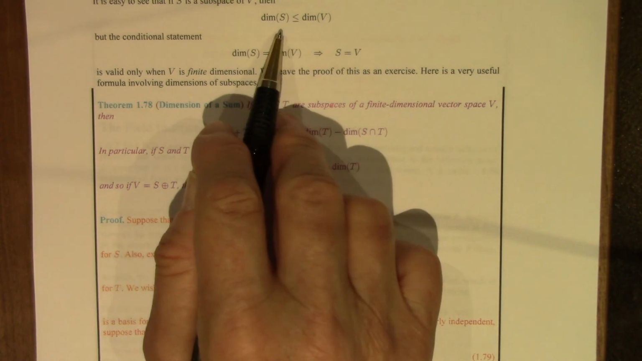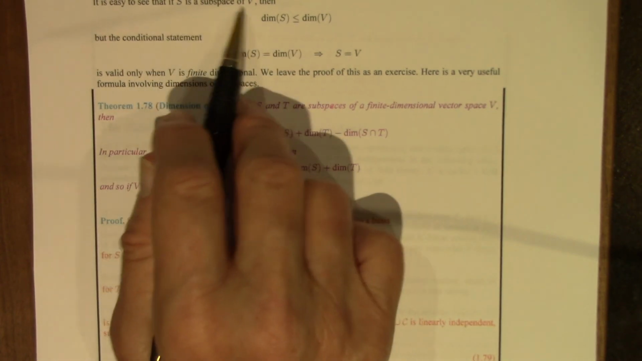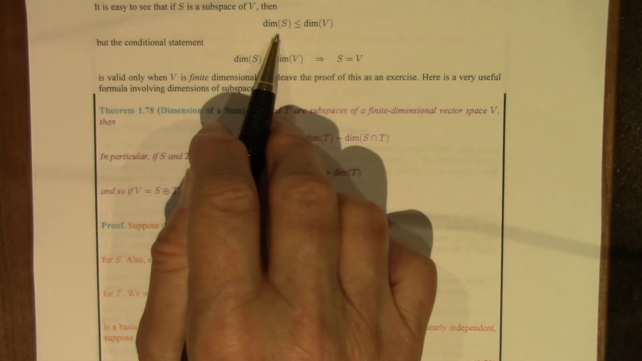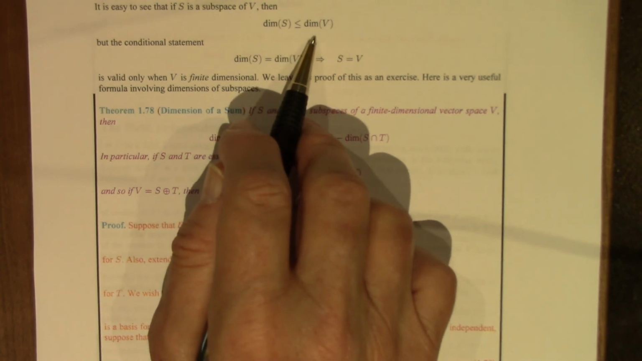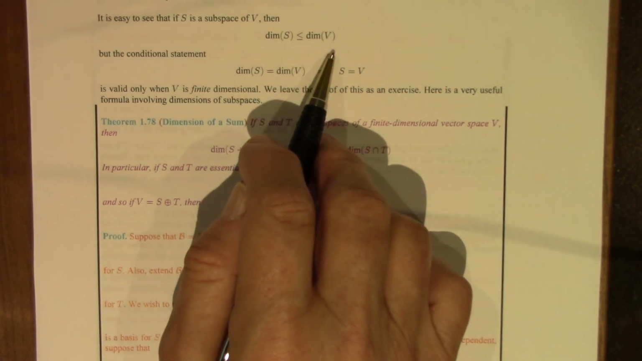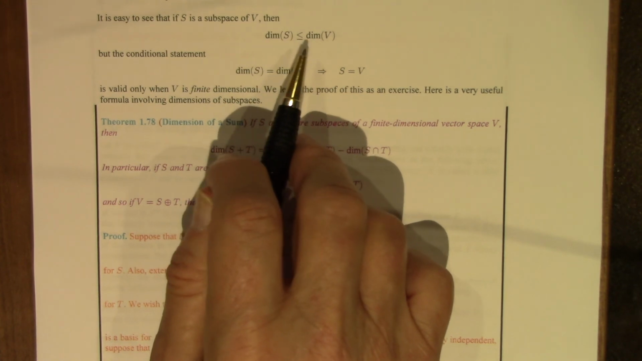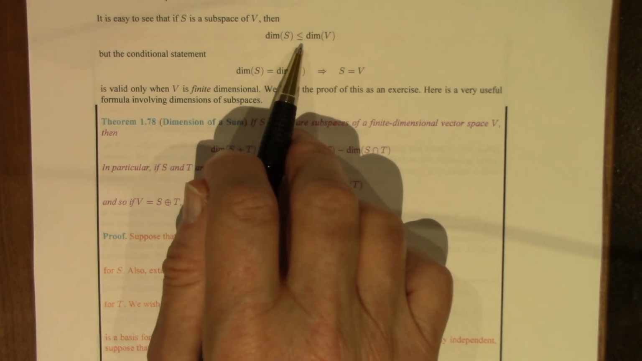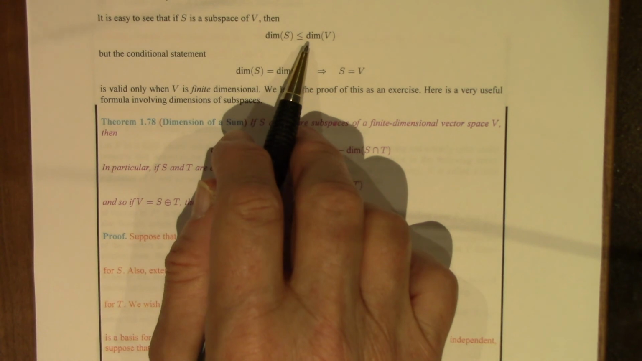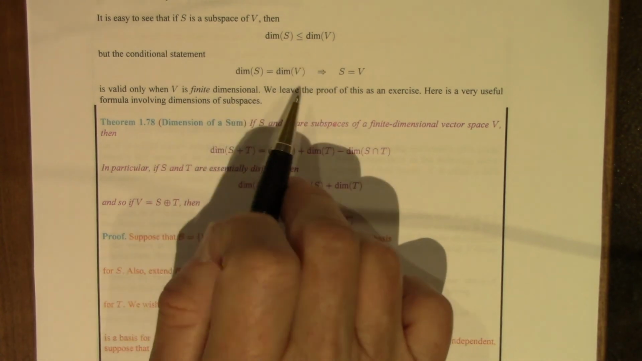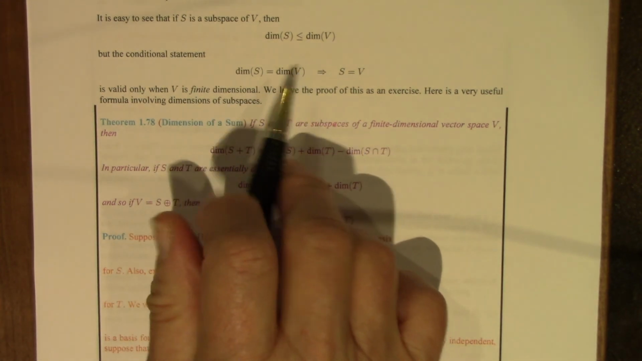It's not hard to see that if S is a subspace of V, then the dimension of S must be less than or equal to the dimension of V. And I'm going to let you fill in a formal proof for that. But you have to be careful not to jump to any hasty conclusions.